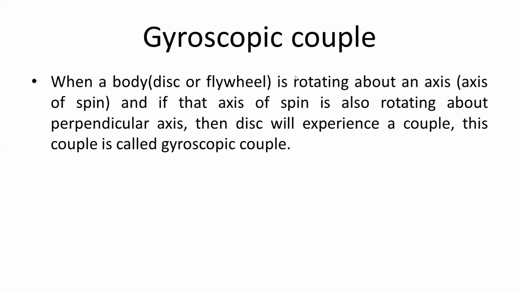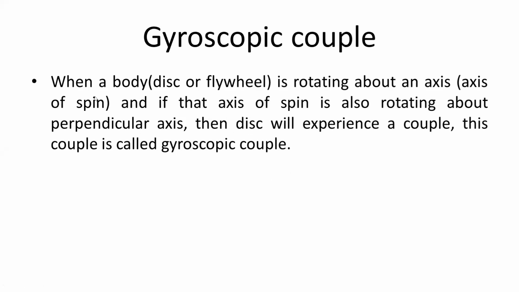So in this lecture, we will start with module number 1, which is the gyroscope and governor. This module has two sections. Section 1 is the gyroscope and the second is the governor. First we will see what is the meaning of gyroscope and what is a gyroscopic couple.